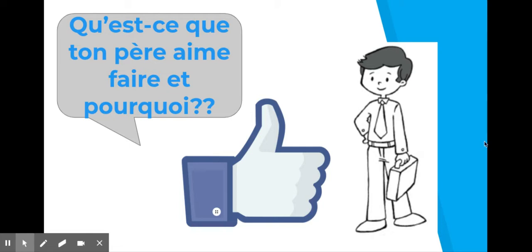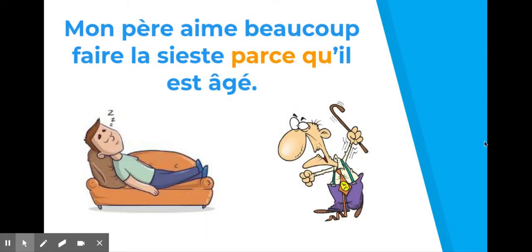Répétez, qu'est-ce que ton père aime faire et pourquoi? Alors, une traduction en anglais, s'il vous plaît. Traduction en anglais. So, you're telling me what it means. So, what if I say, mon père aime beaucoup faire la sieste? So, my dad likes to nap a lot. Good. Parce qu'il est âgé. En anglais, because he is old.